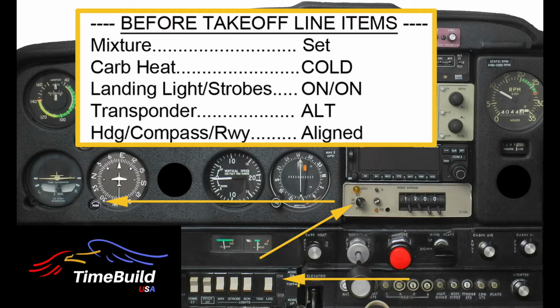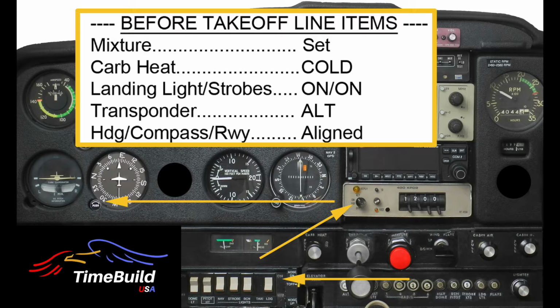The landing light should be turned on for all takeoffs and landings, day or night. It should remain on any time you are operating within 10 miles of the airport, or whenever additional visibility is needed, such as when flying through congested areas. TimeBuildUSA aircraft are equipped with LED landing lights for greater brightness and longevity. If the aircraft is equipped with optional strobes, those should be turned on as well. Remember that the navigation lights must be on for all operations, day or night. In short, all exterior lighting should be on for every takeoff.